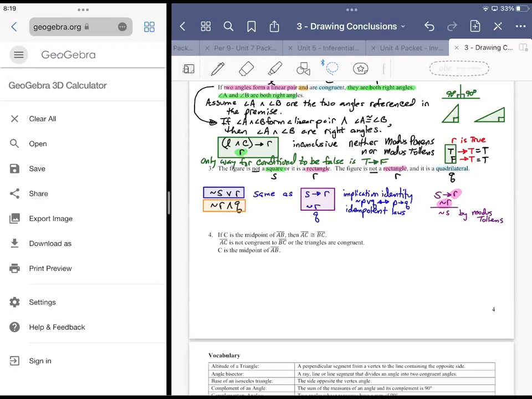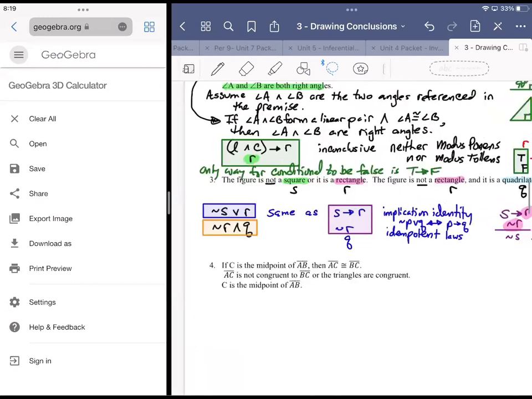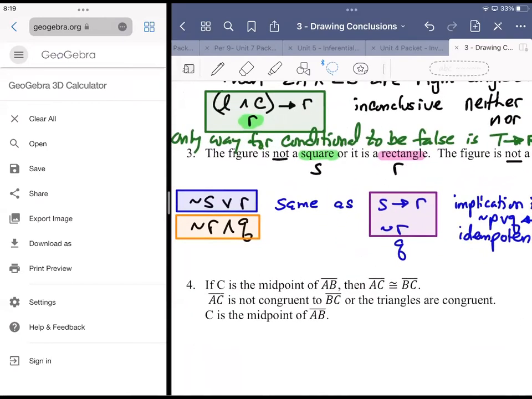But the premise, I see what you're saying, but can we go back and which part of those two sentences is the premise? The premise is always the symbol before the arrow. So that's the if part of an if-then sentence. So once we use the implication identity to get from not S or R to S implies R, then what we did was we changed the phrasing of the problem.